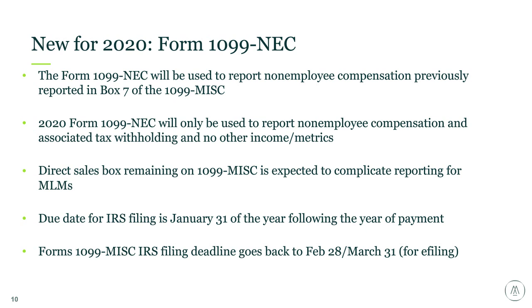So the due date for IRS filing for the 1099 NEC is going to be January 31st. And this is going to push back the 1099 MISC IRS filing deadline to February 28th if you're filing on paper, March 31st for e-filing. So that does get a bit easier in terms of, there's only one 1099 MISC deadline now, and all of the January 31st IRS submission moves on to that 1099 NEC. Stay tuned for more information about that.